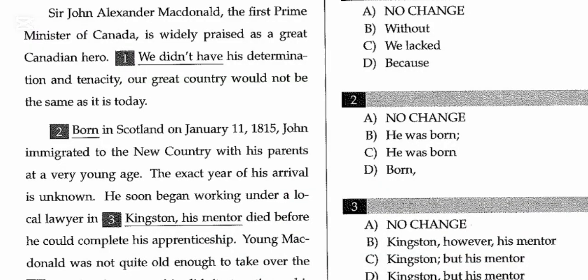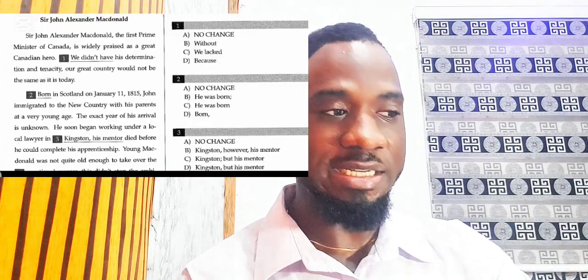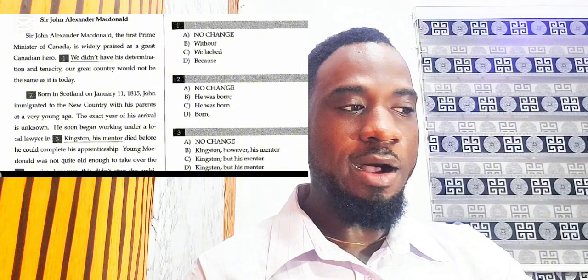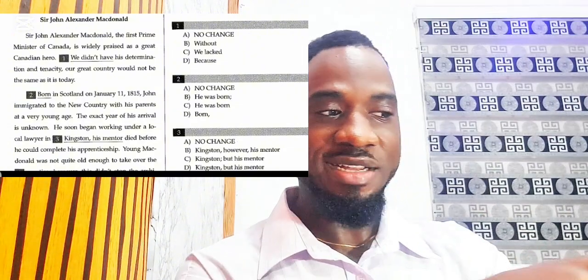He soon began working under a local lawyer in Kingston, comma, his mentor died before he could complete his apprenticeship. So obviously that is also a run-on. Two complete ideas side by side. He soon began working under a local lawyer in Kingston. We now have, however, his mentor died before. No, this is even wrong.